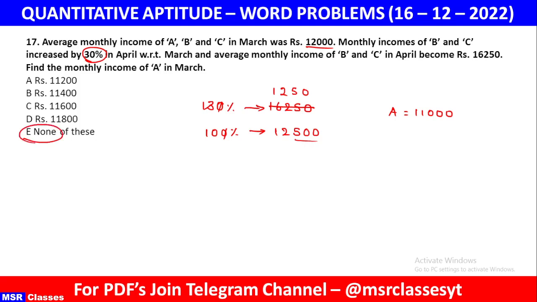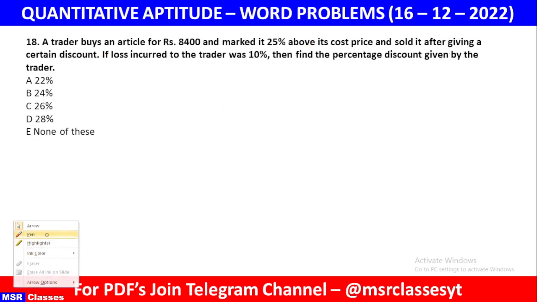Then next question: a trader buys an article marked at 25% above its cost price and gives a certain discount. A loss is incurred. Find the profit percentage. Right? Cost price, profit, discount. They are talking about the first one. So, cost price, selling price, market price.